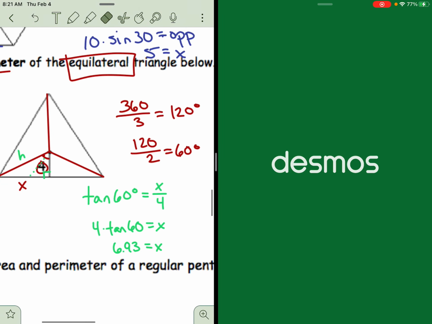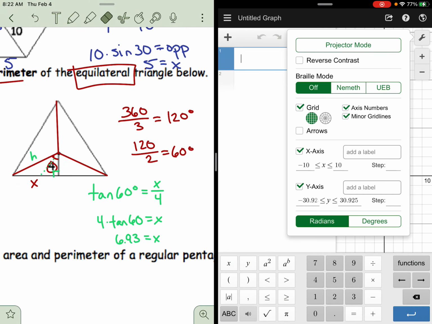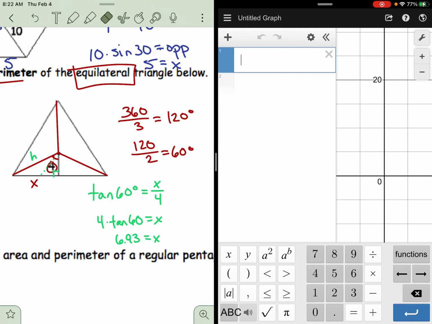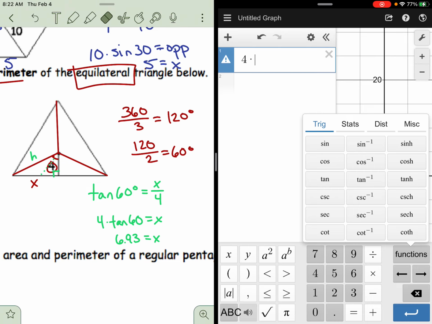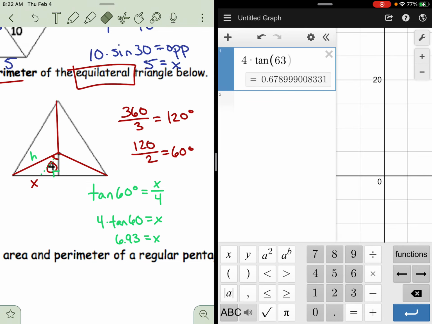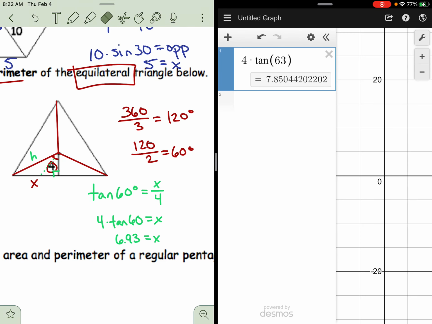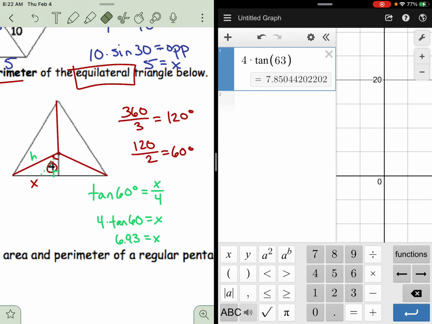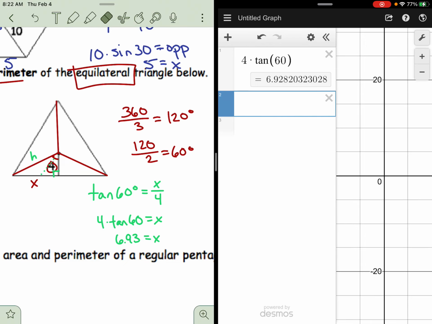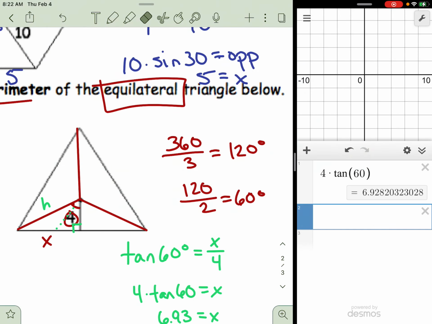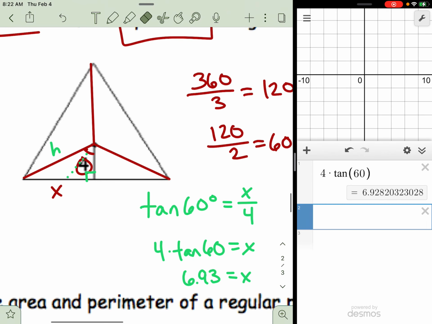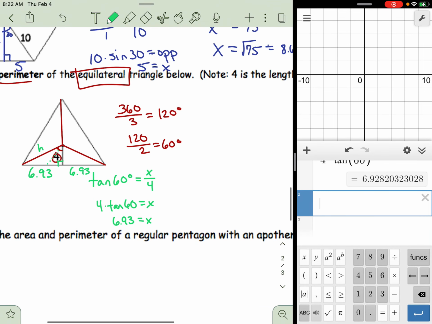Again, I'll show you real quick how to put that in there. I feel like I've been moving along pretty quickly, so again, pause the video if you need to, go back, do what you need to do. But 4 times, hit functions, tangent of 60. Now notice I'll get a decimal. That's because if you go up to your settings, I have not changed it to degrees. If you look, you'll see 6.928, which rounds to 6.93. So that gives us our x value, which is 6.93.